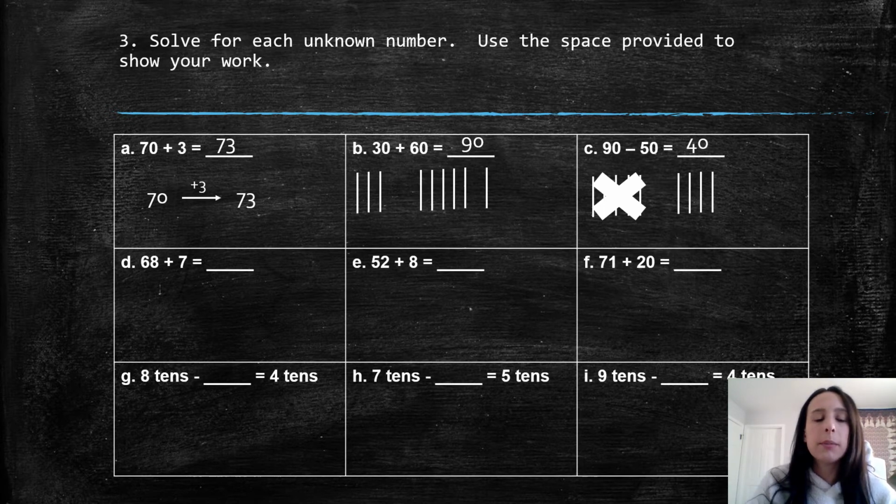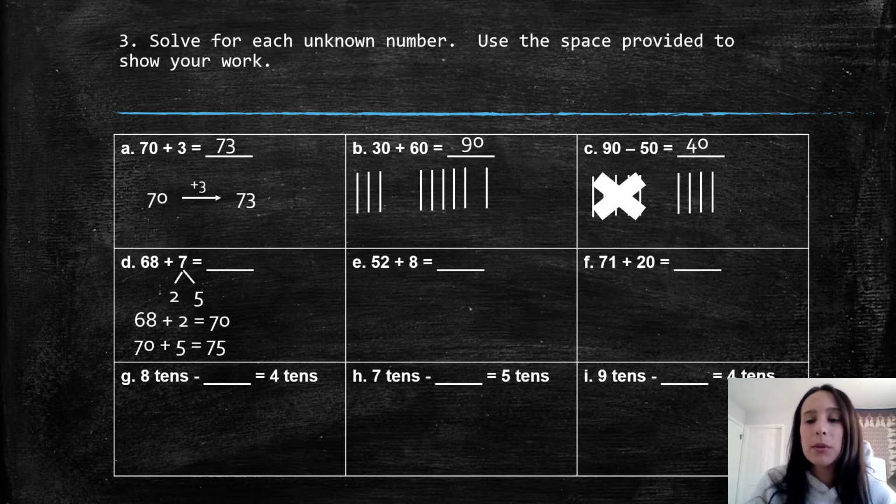Letter D, 68 plus 70, I'm going to make the next 10. So taking apart 7, making the next 10. Here are my number sentences to show that work, and then I got my answer, 75. Letter E, I'm going to make the next 10 with the number 8 because that's easy.